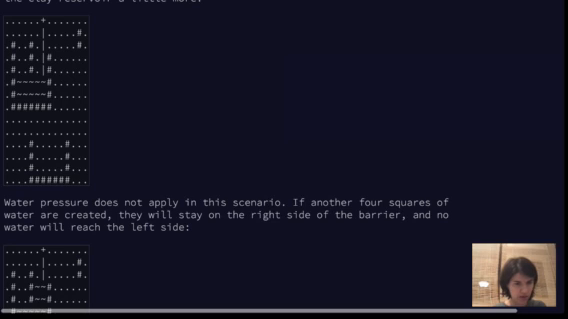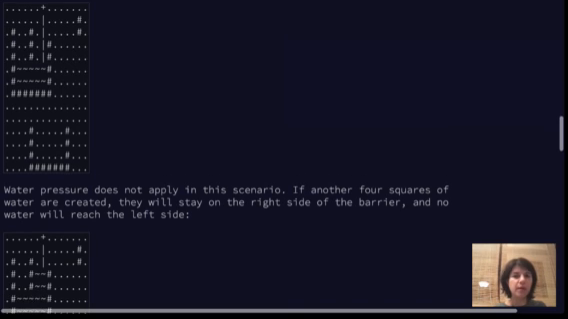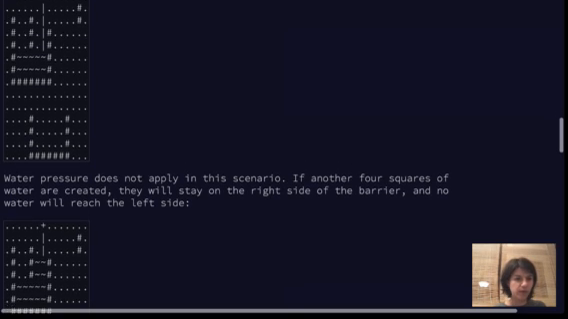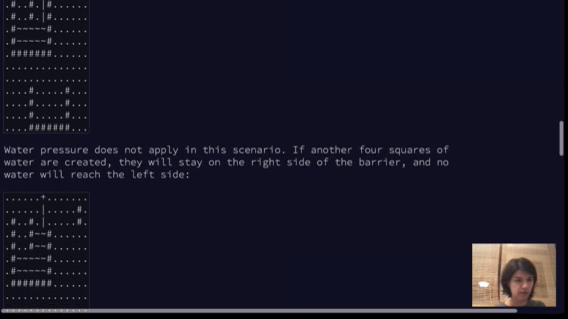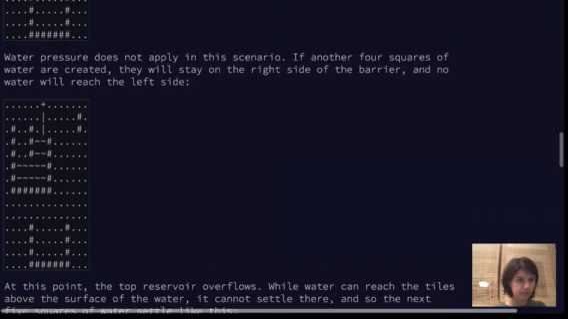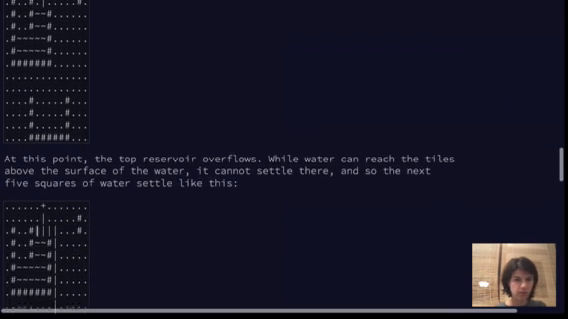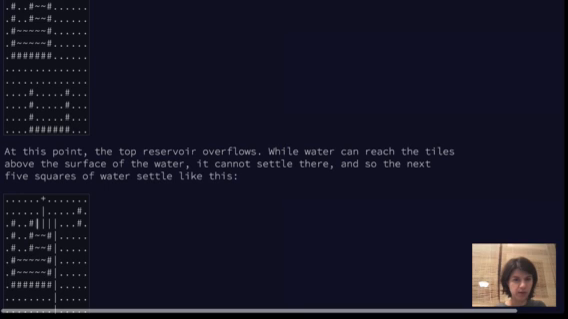Water pressure does not apply in this scenario. Oh, okay. If another 4 squares of water are created, they will stay on the right side of the barrier and no water will reach the left side. At this point, the top reservoir overflows. While water can reach the tiles above the surface of the water, it cannot settle there, and so the next 5 squares of water settle like this.